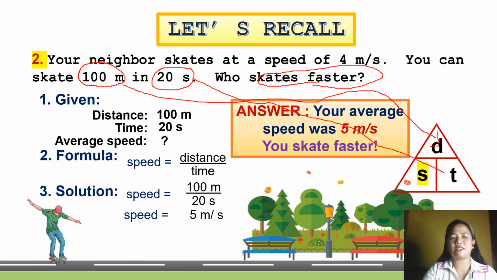So, your distance is 100 meter and your time is 20 seconds. You have to divide. So, 100 meter divided by 20 seconds. Your speed is 5 meter per second. So, ibig sabihin, mas mabilis kang mag-skate kaysa kay neighbor, kasi sa neighbor mo is only 4 meter per second.